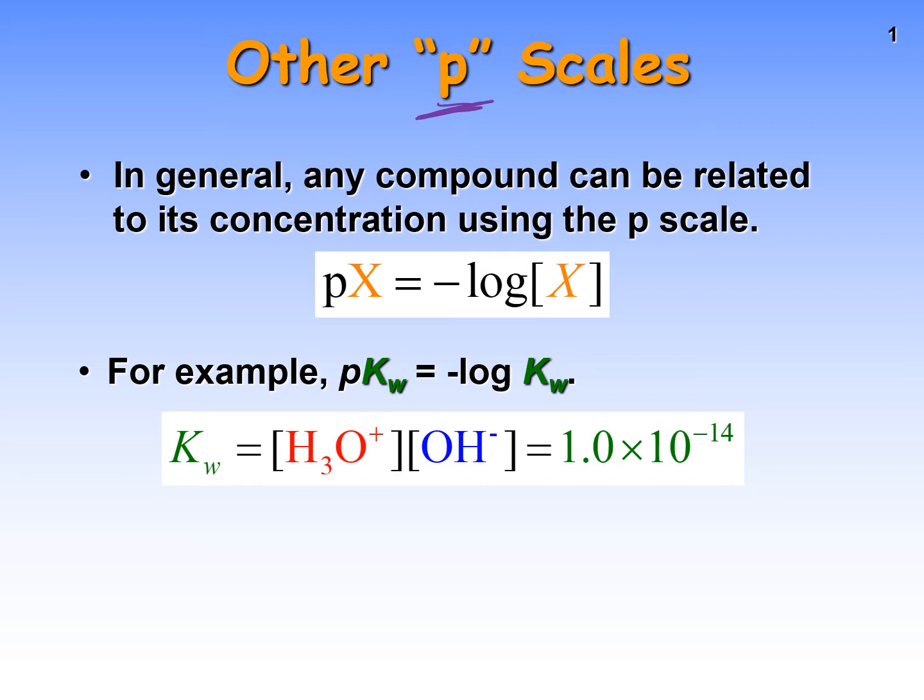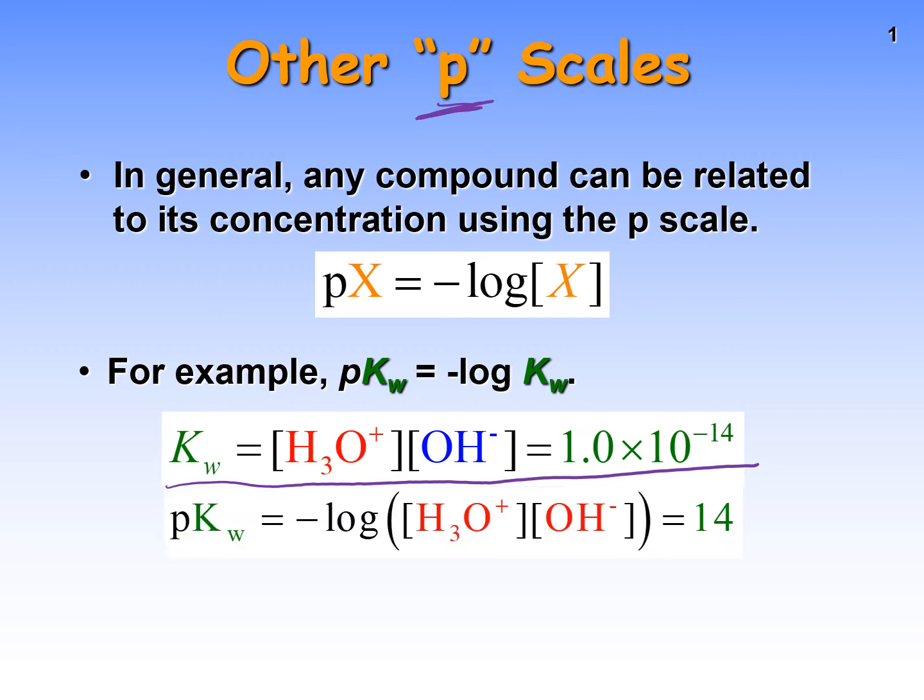Now, we know that we have this equation here. So we can take the negative log of both sides of this. And if we do that, we get this expression. Negative log of Kw, like I just said, is pKw. And the negative log of 1 times 10 to the negative 14 is just 14.